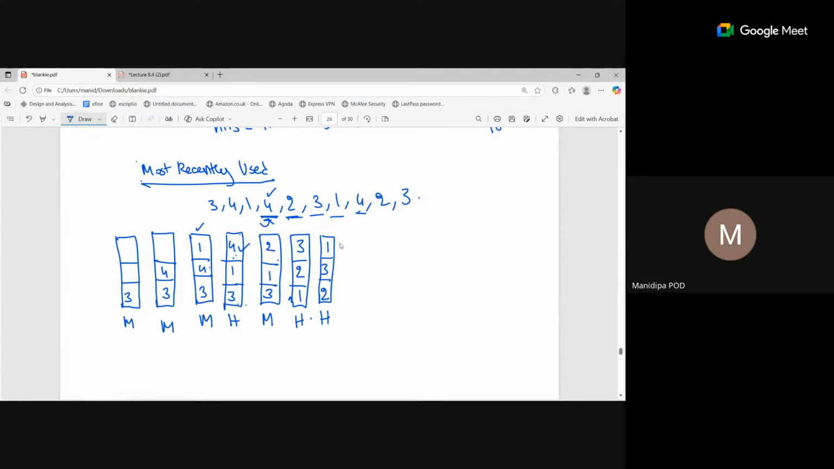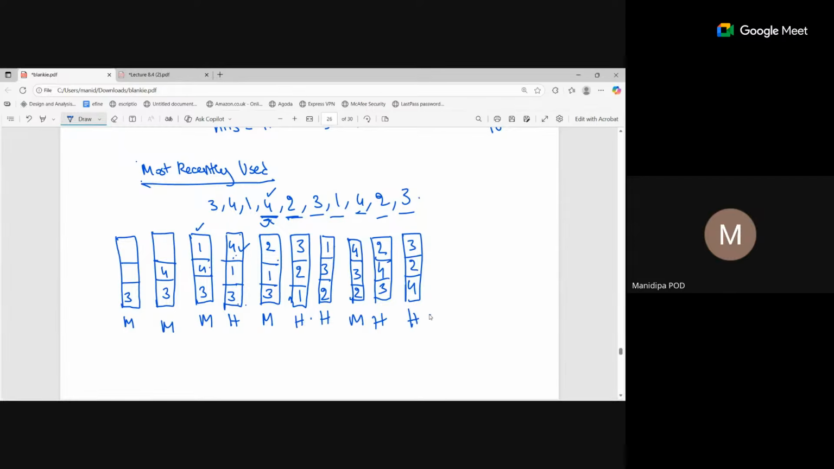Next, 4 is what? Miss. It will be replaced with 1: 4, 3, 2. Next we have 2: 2, 4, 3. It's a hit. Then 3: this is a hit, 3, 2, 4. Last one, 3, is also a hit: 3, 2, 4.